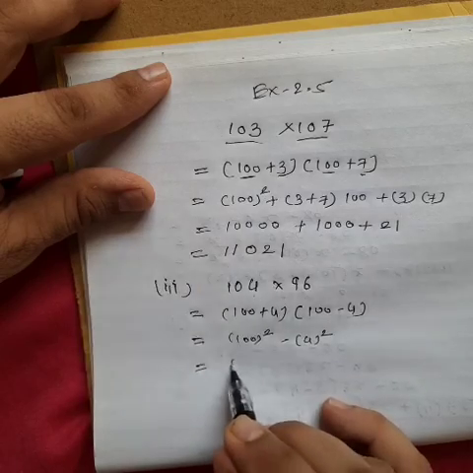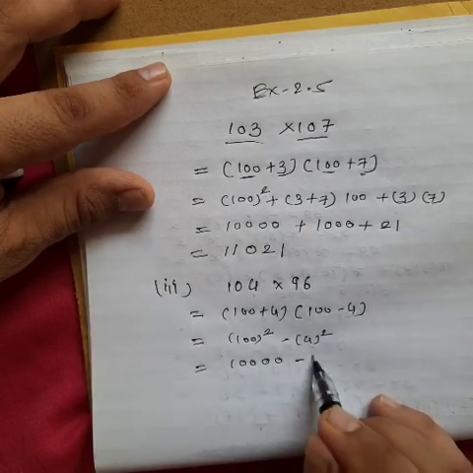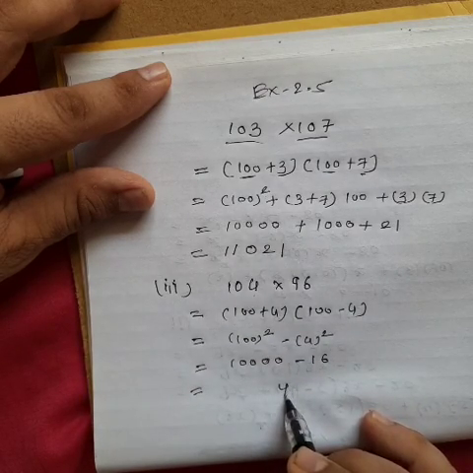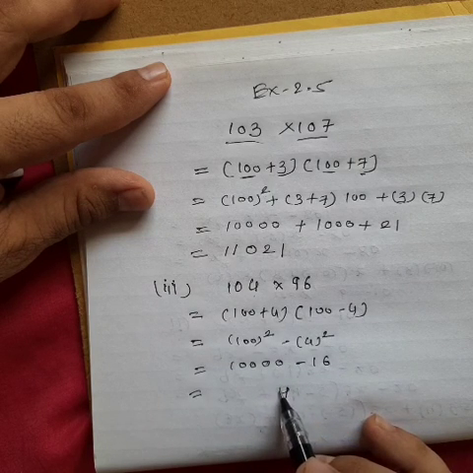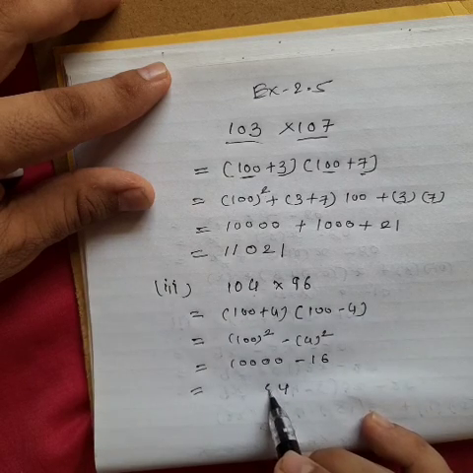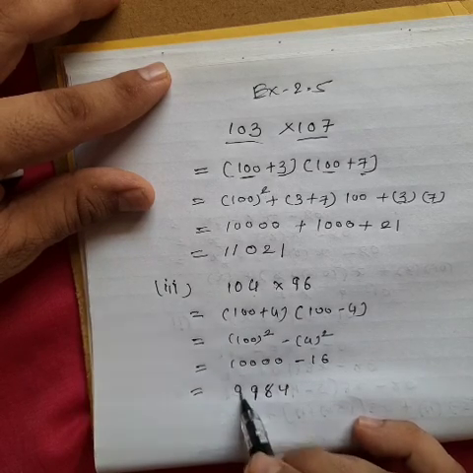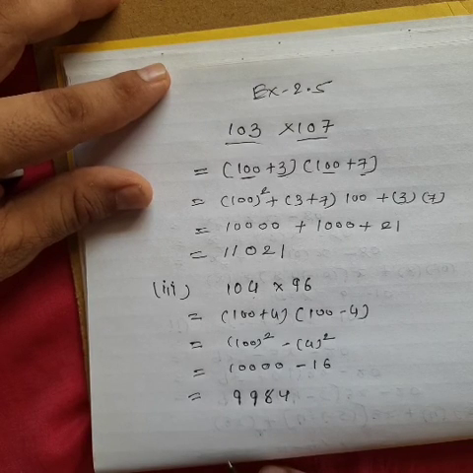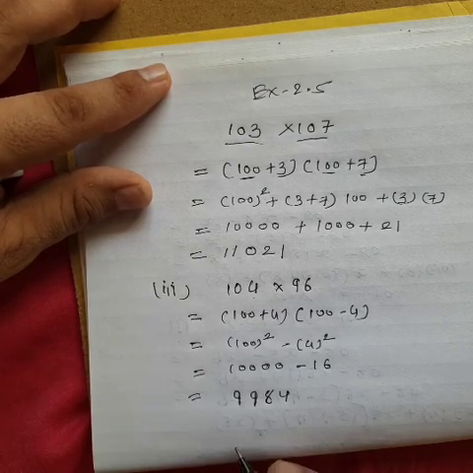So that is 10,000 minus 16. What do you get? 9,984. Hope you can understand, and the remaining sums you can do on your own.